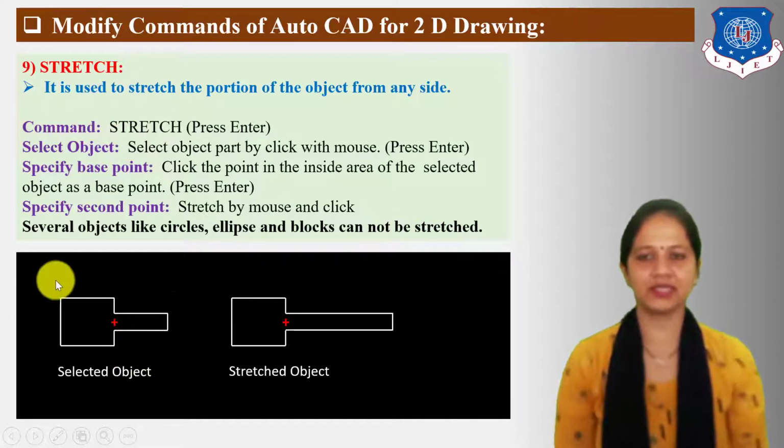Here you can see this is our selected or existing object. This plus sign indicates the selected base point, and after applying the stretch command you can see the stretched object. Here the object is stretched from this base point to the right side.